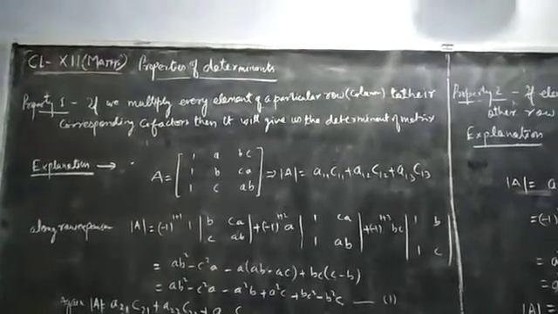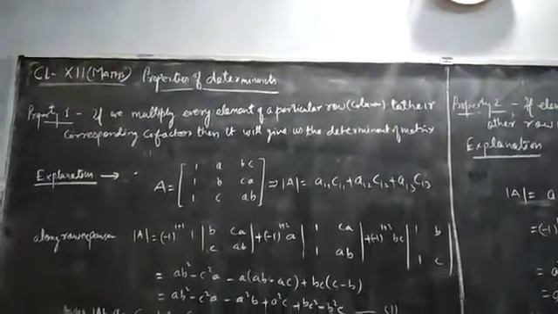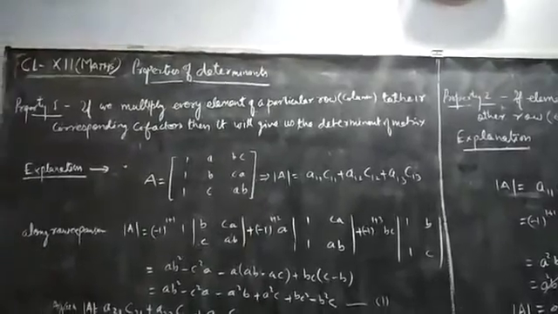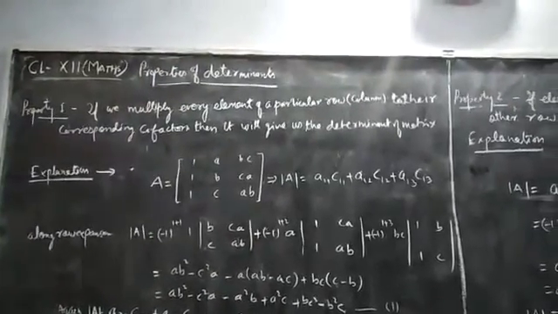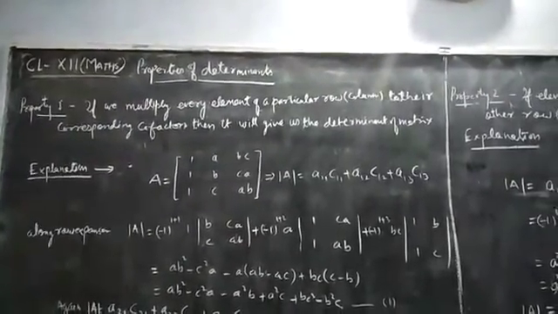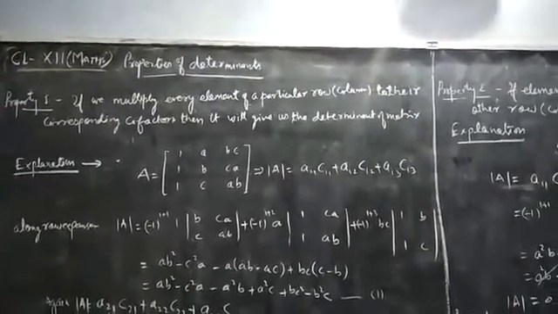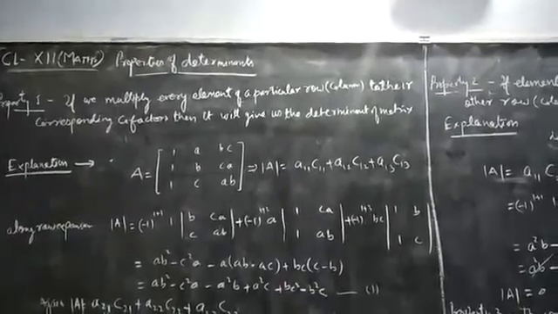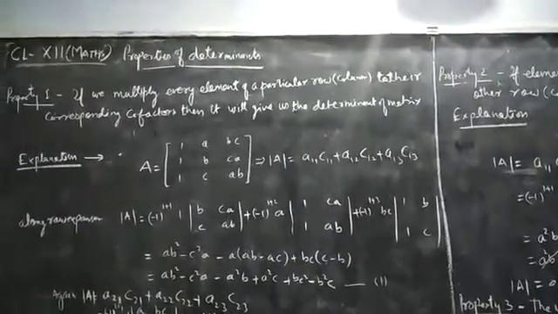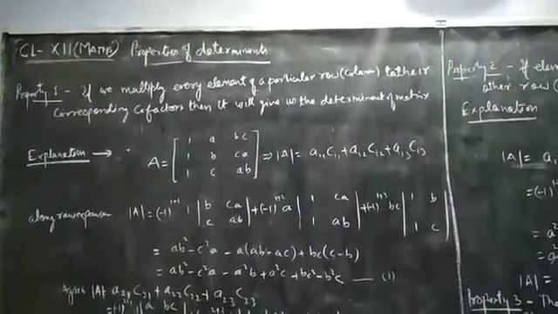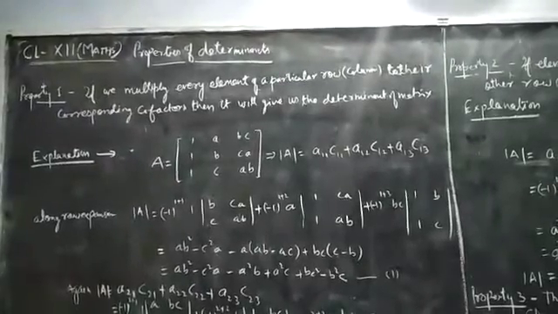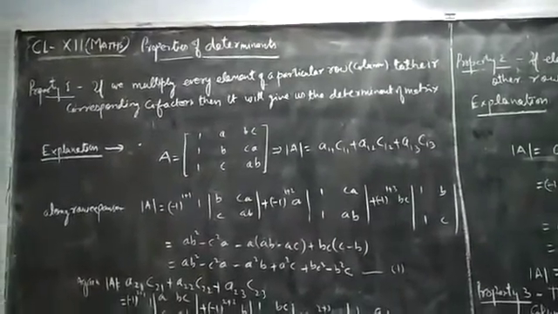Dear student, good morning. Your next topic: properties of determinants. Property first: if we multiply every element of a particular row or column by their corresponding cofactors, then it will give us the determinant of the matrix.